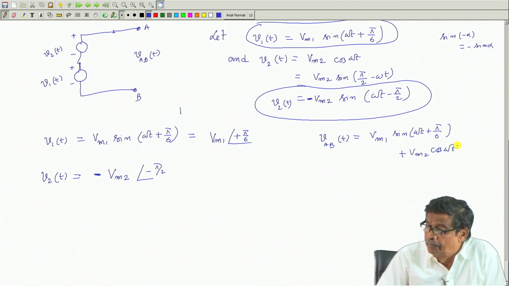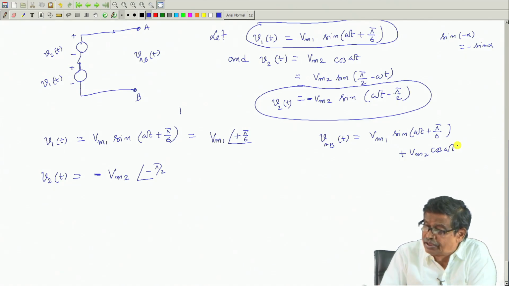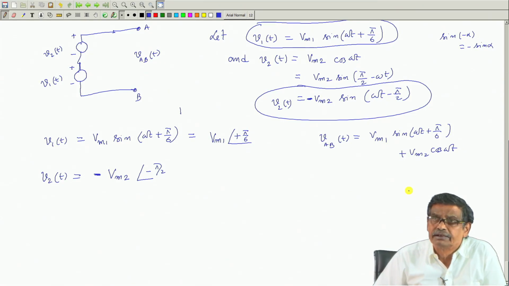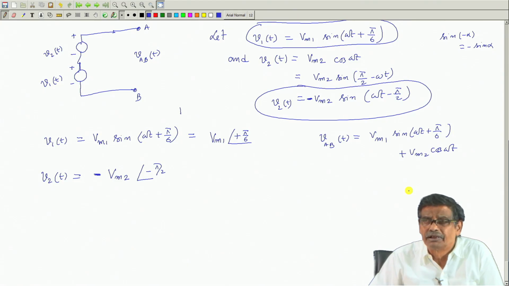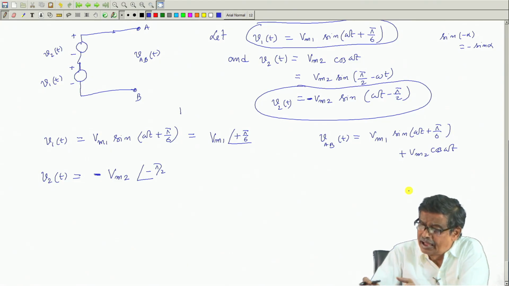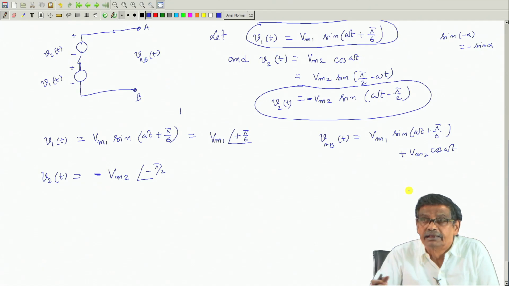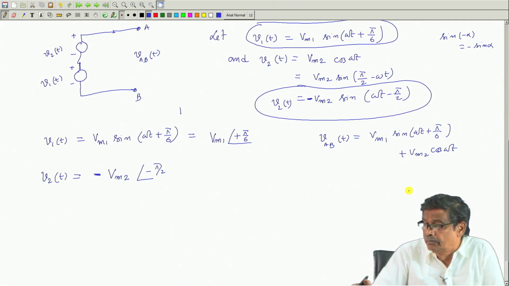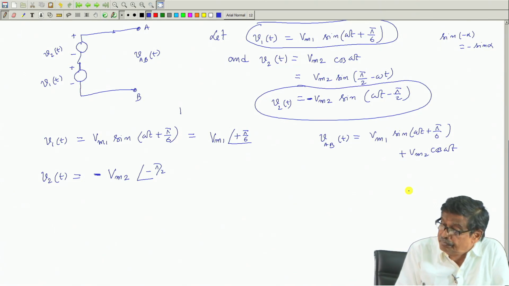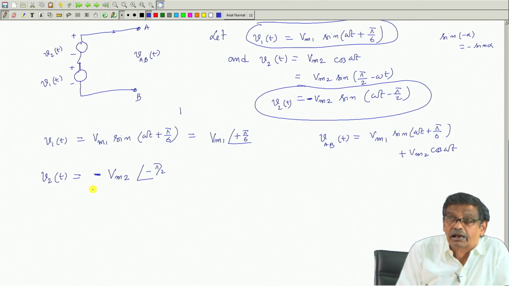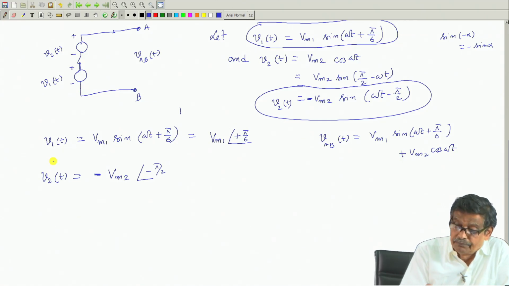I will break sin(omega t) into sin cos plus cos sin, and then group sine terms together and cosine terms together, take the root over the coefficients of the sine and cosine terms, divide, and then you will be able to express it in the form of some sin(omega t). Everything I can do remaining in the time domain, but the steps involved will be a bit more compared to the way I am doing now using phasors. Same problem I am now going to solve.